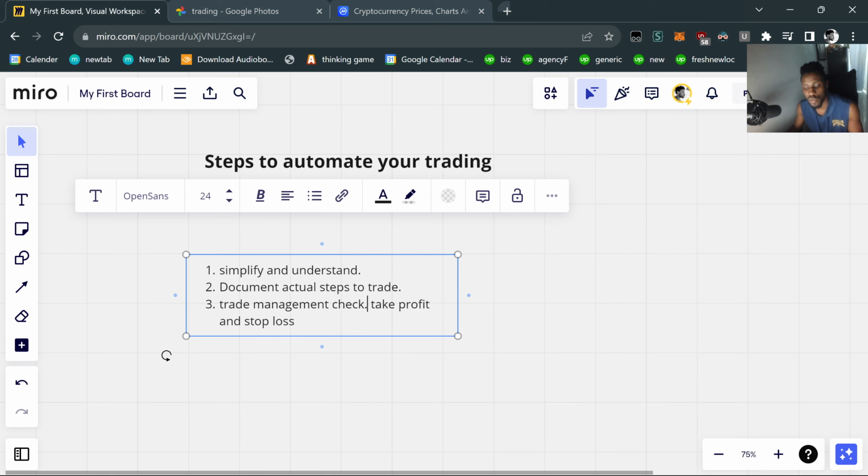You want to do a trade management check to see if what you wrote down can be boiled down to something as simple as, okay, get out at a 10% gain, or get out at a 5% loss, right? If you can clearly define it by a take profit or a stop loss in the steps that you wrote down, then you're on a good track, right?